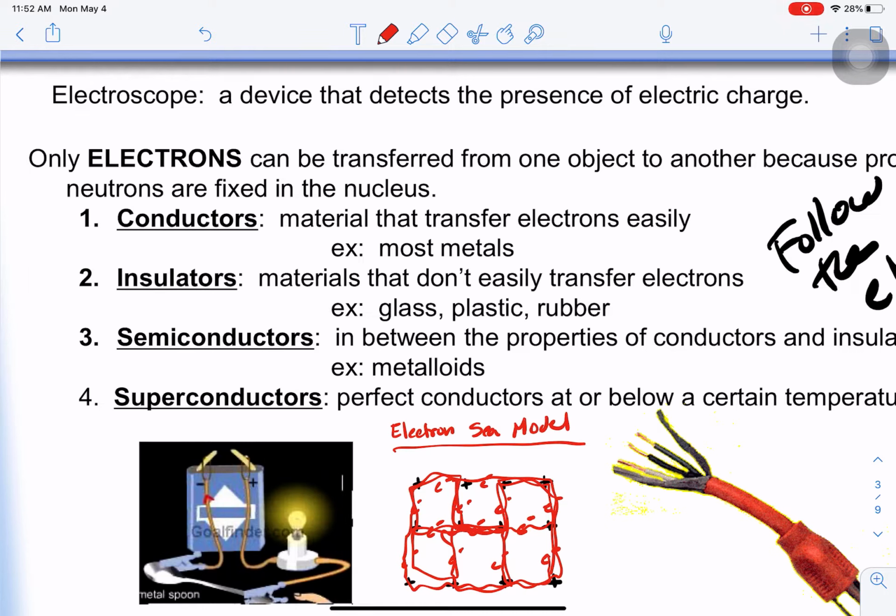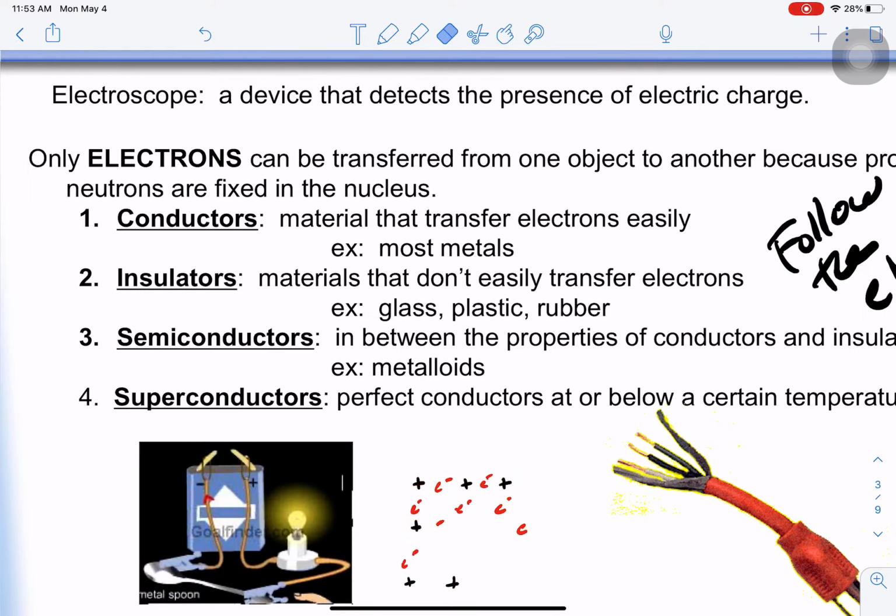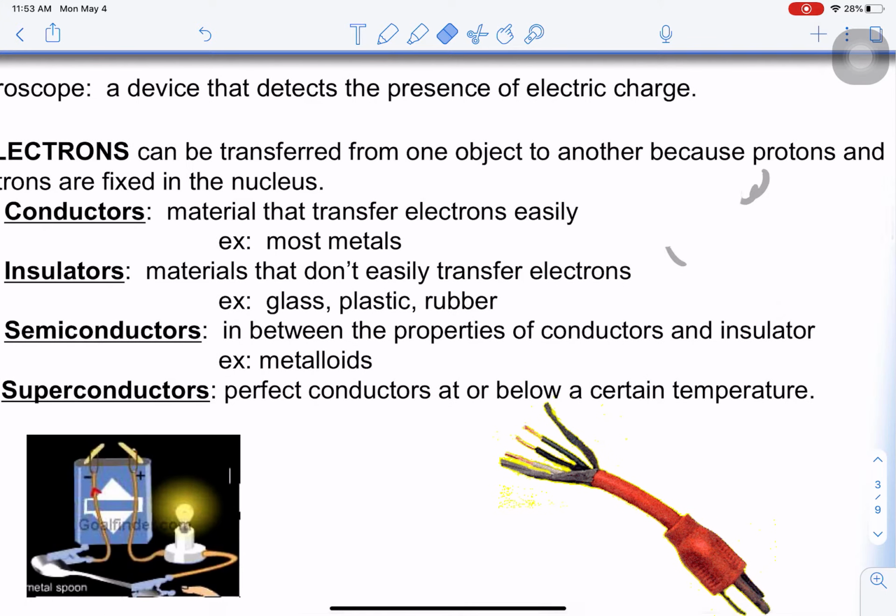Now, number 2, insulators. These are materials that don't easily transfer electrons. Examples are glass, plastic, and rubber. This is because their electrons are more tightly bound. Number 3, semiconductors. If you remember from chemistry, these are your metalloids. Semiconductors have properties of both conductors and insulators.